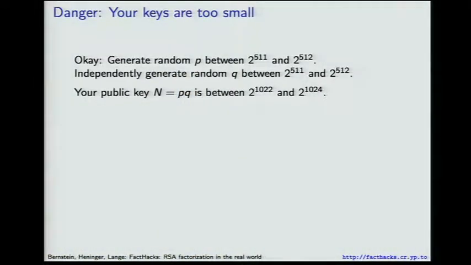Let's choose independently some big P between 2 to the 511 and 2 to the 512, and choose some big q without being like the next prime or anywhere in the ballpark of p. You could maybe even say q has to be between 2 to the 509 and 2 to the 510, and then it's definitely nowhere near p. And now you get this public key, p times q, which is a 1024-bit RSA key.